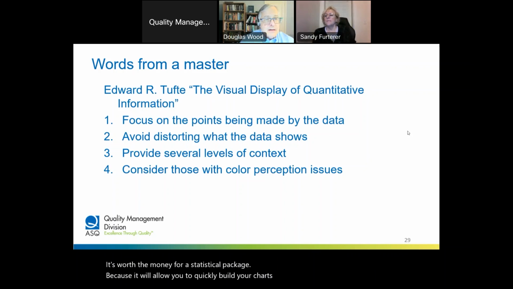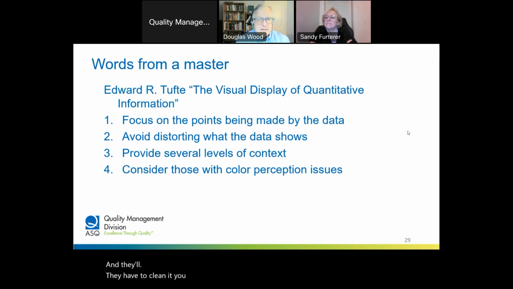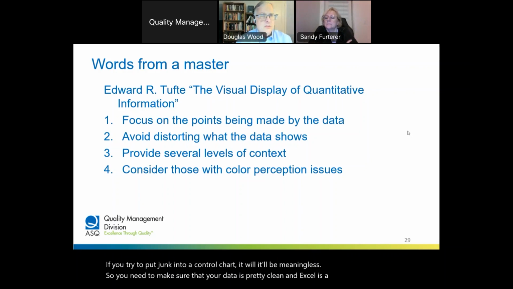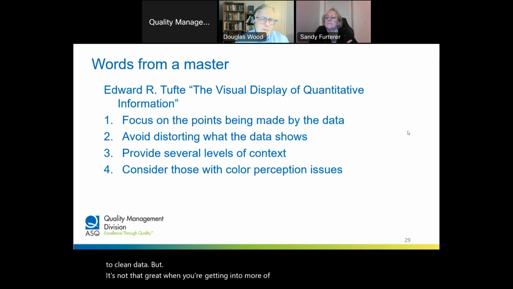Now, most data for Minitab starts out in Excel. People will pull it from a database, they'll stick it in Excel, and they have to clean it. Data in most databases is full of junk. And so if you try to put junk into a control chart, it'll be meaningless. So you need to make sure that your data is pretty clean. And Excel is a great visualization tool to clean data. But it's not that great when you're getting into more of these complex things. I hope we answered that one.